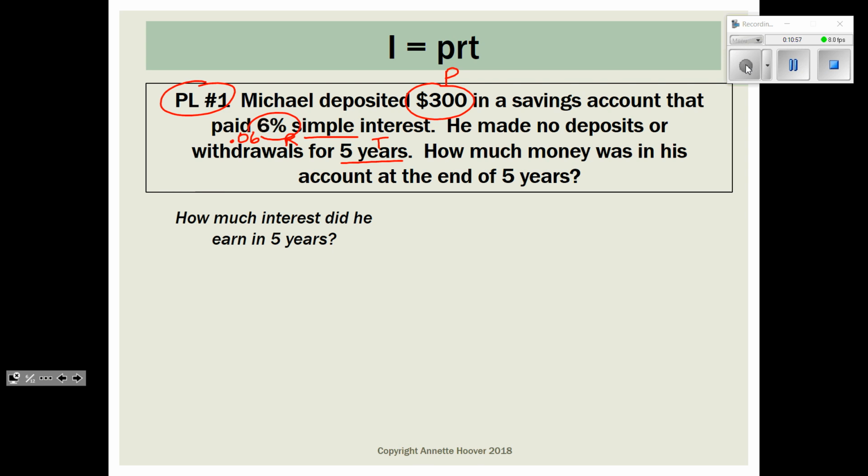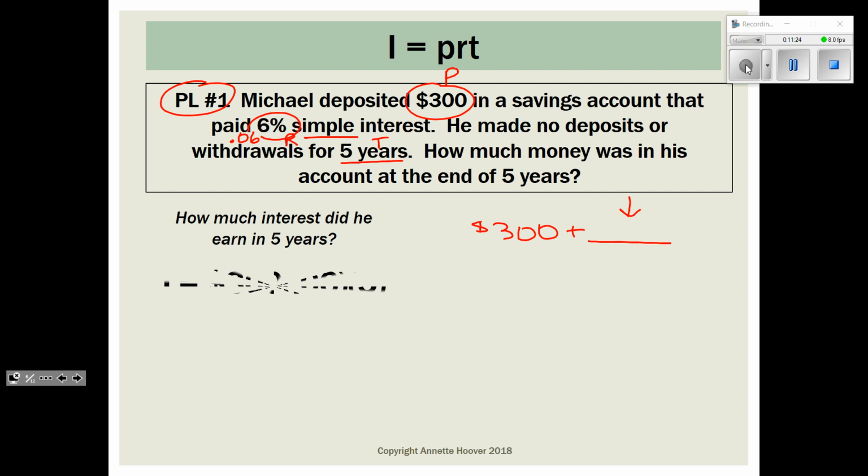What is it asking for? How much money was in his account at the end of 5 years? Well, think about this. He deposited $300. He's going to earn some interest. So what we're going to do is figure out the amount of interest. But he doesn't just have the amount of interest in his account. He also has the original $300. So we're going to have to add that back to his $300.